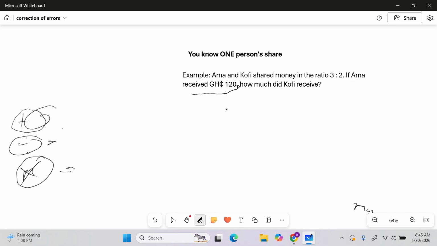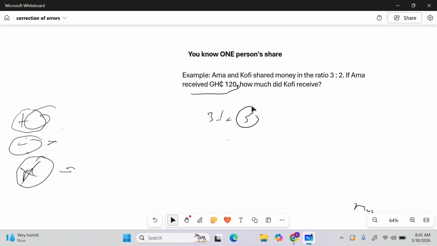And they did not give us the total amount of the money. So we can't use the total ratio here, that is 3 plus 2 giving 5, because we won't have anything to divide it with. Total ratio divides the total amount of the thing, but he didn't give us the total amount of money. So you can't say total ratio divided by 120. 120 is not the total amount, it's how much one person's share is. So we're not going to go by this approach.